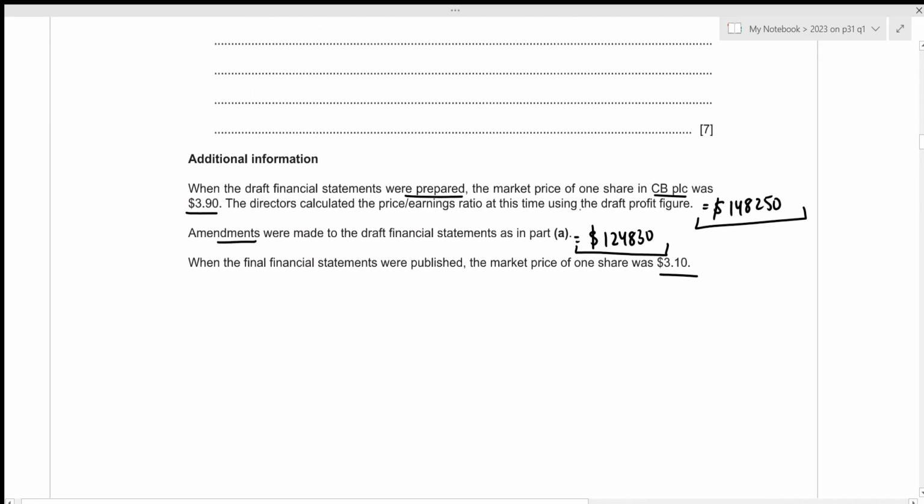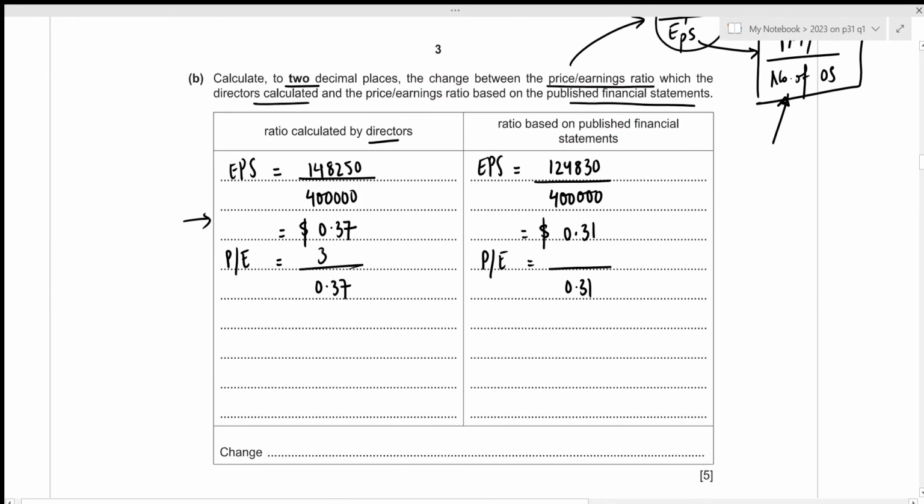And we have been given information regarding the market price. So market price per share before, while we utilize the draft profit figure, was given to be 3.9. Then the market price per share after the financial statements were published is given to be 3.1. So for numerator, we have 3.9 in the first case and 3.1 in the second case. And for the first scenario, our price earnings ratio is just going to be 10.54. And for the second scenario, our price earnings ratio is going to be 10. Now we also need to calculate the change. We can clearly see that our price earnings ratio has decreased. We need to calculate the decrease as well. That is of 10.54 minus 10, which results in 0.54. That's all for the second part.